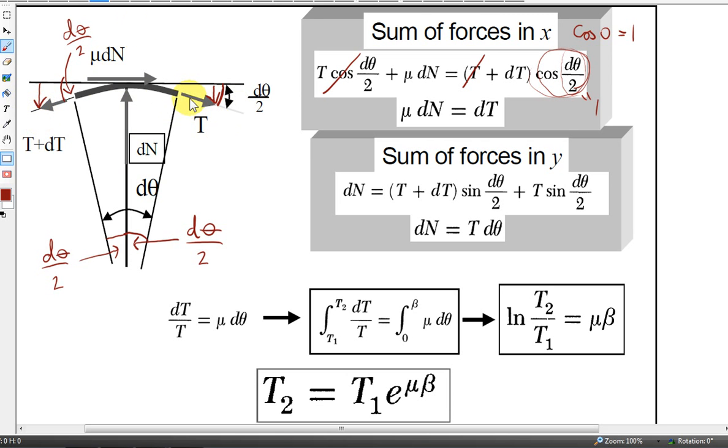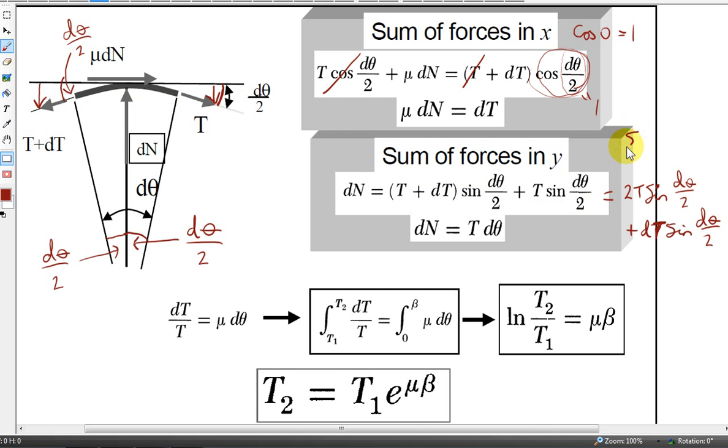So the downwards component of t is t times the sine of d theta over 2. That's this term here. And the downward component here is t plus dt times the sine of d theta over 2. Now, multiplying out the right hand side, we have t sine d theta over 2 and another t sine d theta over 2. That's 2t sine d theta over 2. And then we have dt sine d theta over 2.